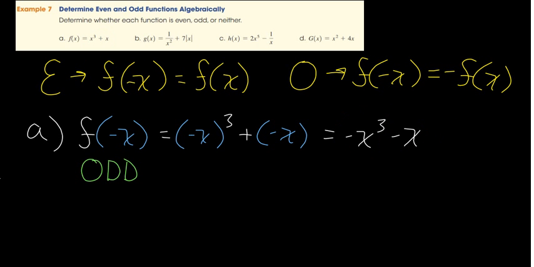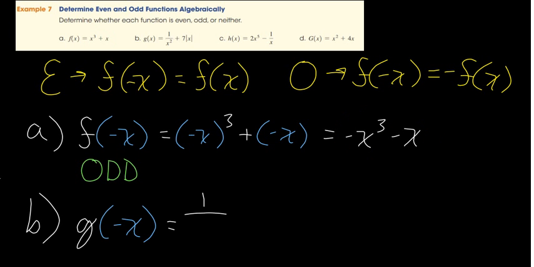Okay, so let's do B. All right, so we've got g of negative x. Again, in both cases, we were plugging in a negative x. That's why I wanted you guys to write the formulas the way I wanted you to write it, because it's easier to remember anyways. Okay, so we got this, and then a negative x squared plus 7 times the absolute value of negative x.